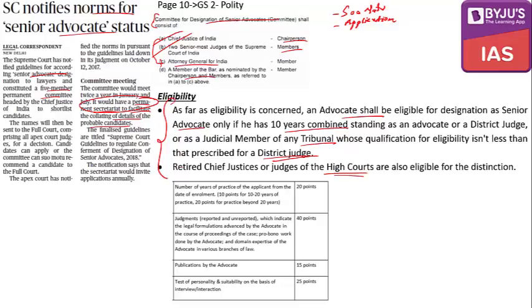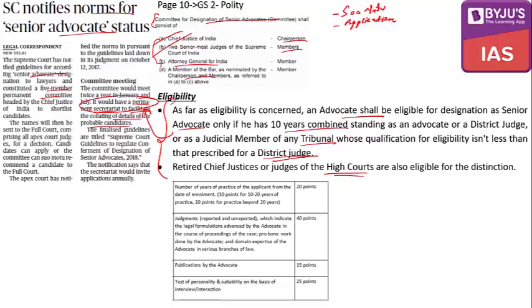So what we need to understand in this particular case is, how exactly is the procedure. So what exactly happens with respect to the procedure? First thing is, all applications and written proposals are to be submitted to the secretariat. So let's say for example there is an advocate who wants this designation of senior advocate. So what he has to do is, he has to send in his application to the permanent secretariat. So this permanent secretariat will actually look into the entire application.